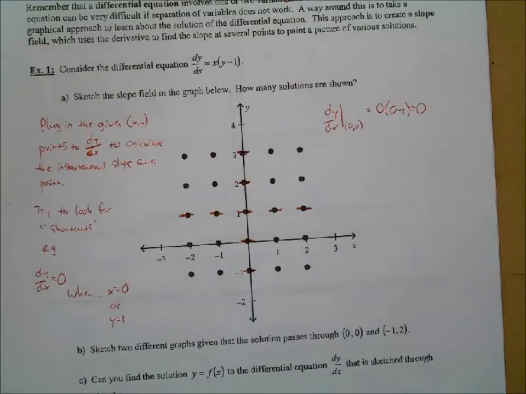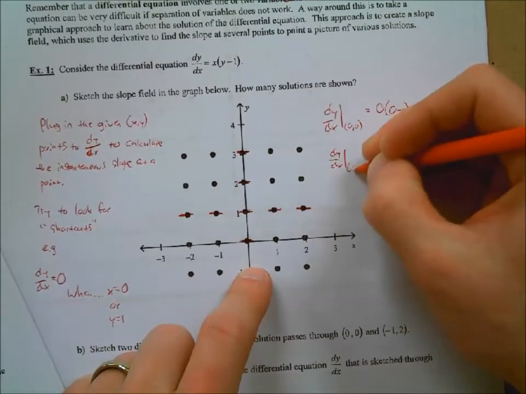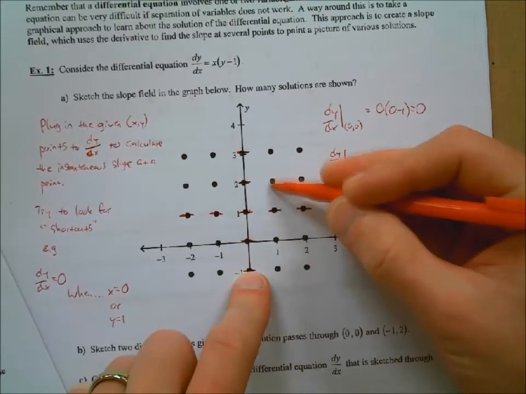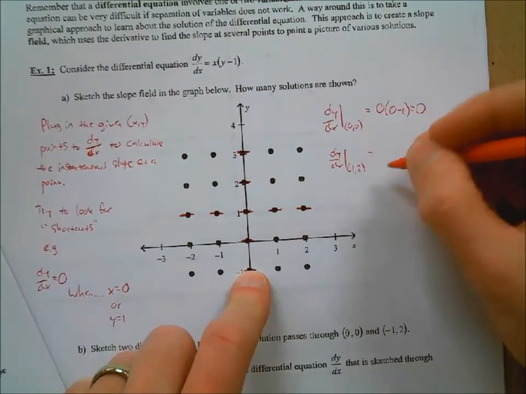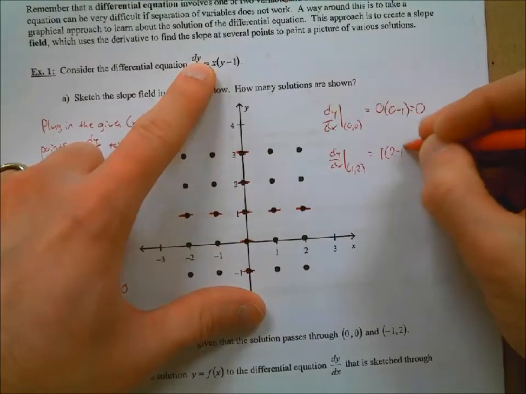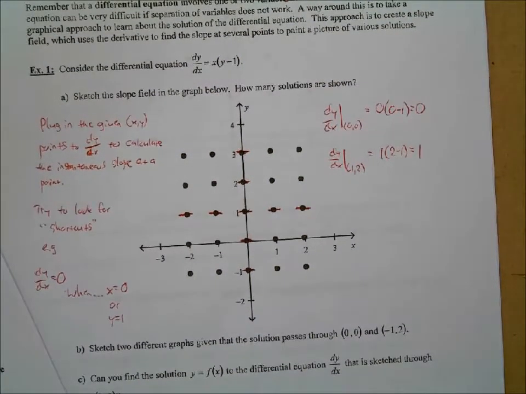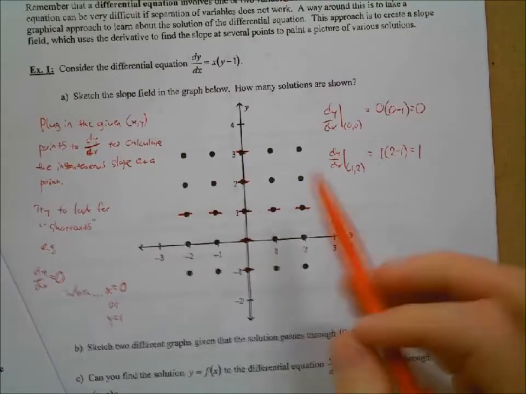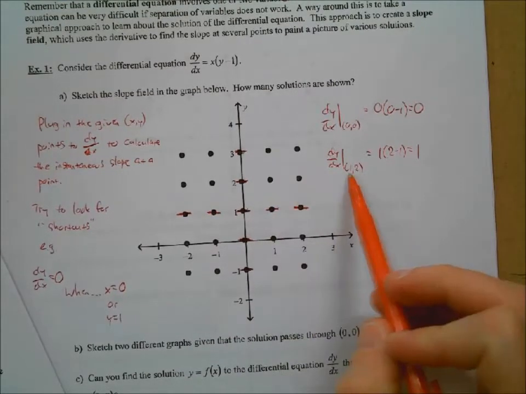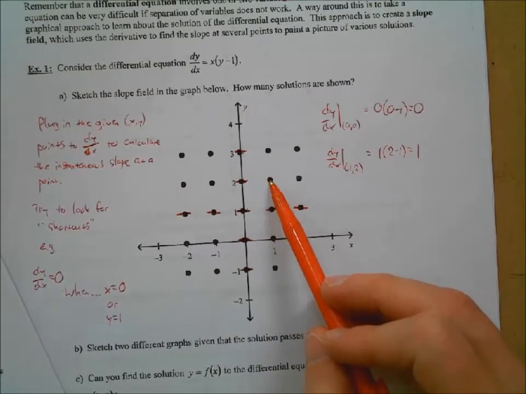And all we're going to do is take turns plugging in those slopes. So for example, let's try to find the derivative evaluated at 1, 2. We want to find the slope at this point, so we plug in 1 for our x-coordinate, 2 for our y-coordinate. 1 times 2 minus 1 is a slope of 1. So at the point 1, 2, the derivative is going to be 1. So the slope at this point should be positive 1.